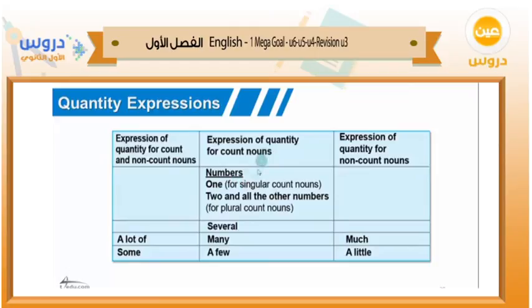Now the expressions that we can count, of course, one you can count. It's always singular. One book, one car, one door. But for two and more, now we are in the plural. For two and more, we say several, many, and a few. Several books, many books, a few books, several pencils, many pencils, a few pencils, and so on.